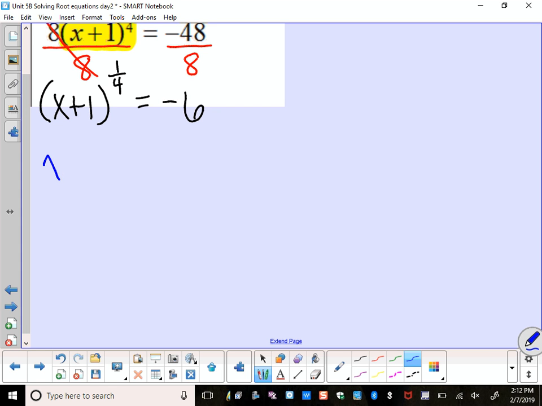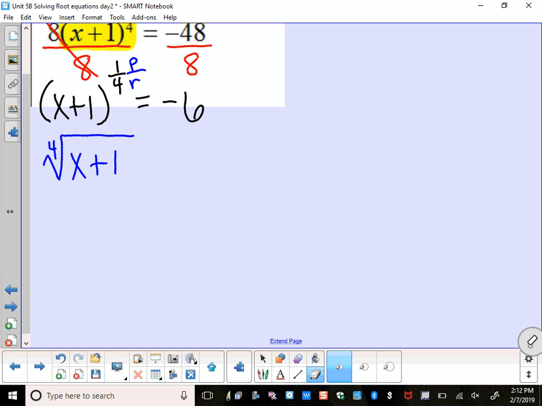We are going to change it to a radical. This is power over root. What goes under the radical? X plus 1, right? This whole thing goes under the radical. And what's my root here? 4. My power is 1, so you can write the 1 there, but sometimes it just looks a little funny. You don't need it. So then you have the root of 4.